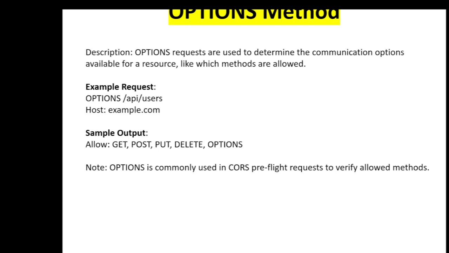Next we talk about the options method. Options is a bit unique. It's used to discover what actions can be taken on a resource. The server responds with the allowed HTTP methods like get, post or delete, which is especially helpful in REST APIs. For example, here in this request, we are calling an API using options method. So, in response, server is giving us a list of some available HTTP methods. Options is commonly used in cross-origin resource sharing requests to just verify which of the methods are allowed.